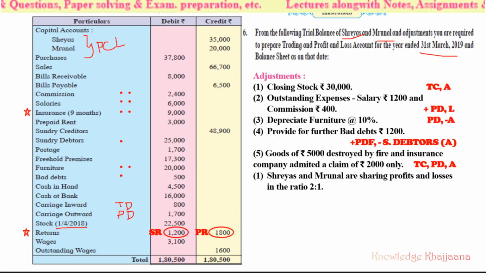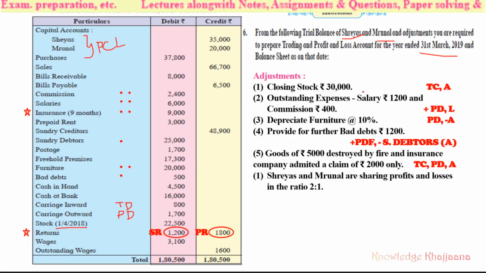So what would be here? It would be purchase return. Okay, then just mark over here rupees 1200 sales return and rupees 1800 purchase return. Wages, trading account debit side. Outstanding wages. See, outstanding wages has been given on the credit side, that is liability. Okay, simple. Now let's move to the adjustments.